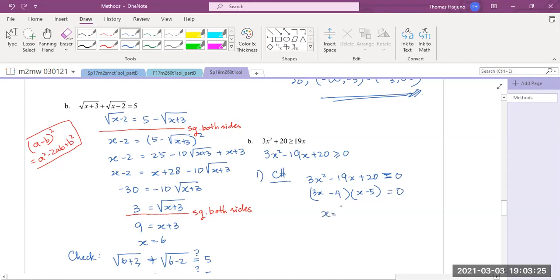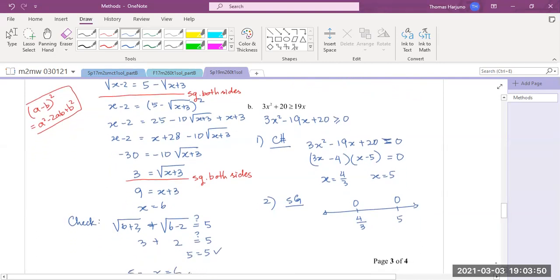So x is 4 over 3, x equals 5. Those are the critical numbers. How about the sign graph? 4 over 3 is approximately 1 point something, right? So 4 over 3 is to the left of 5. Both of them, when we plug into the expression, will give us 0. Testing points, I will test x equals 0. When x equals 0, you will see that's positive. That's negative times negative.